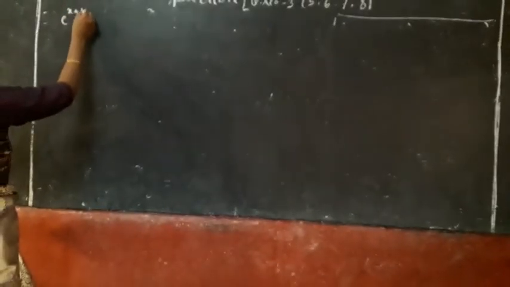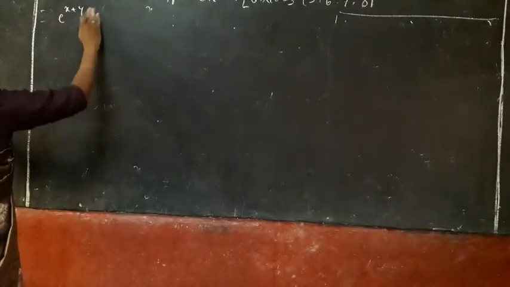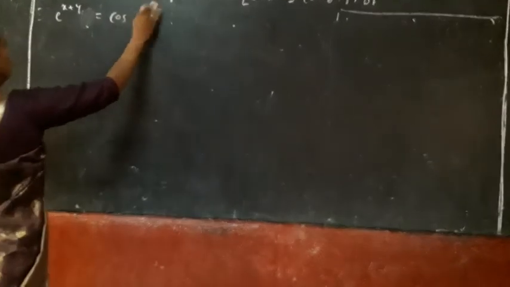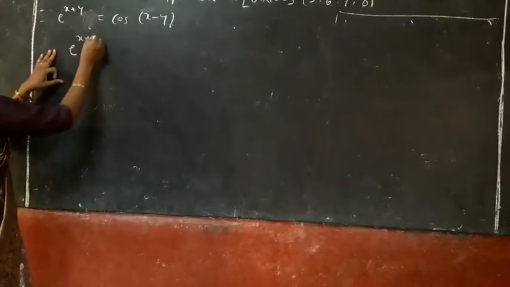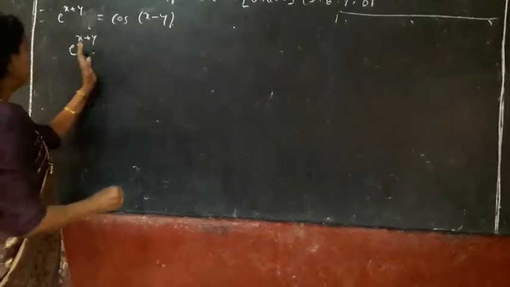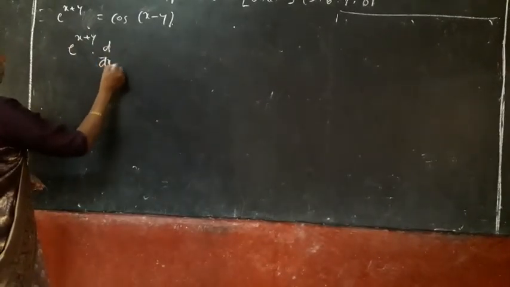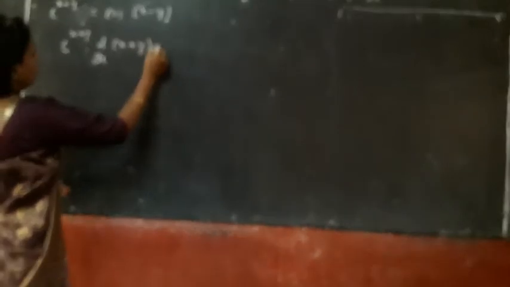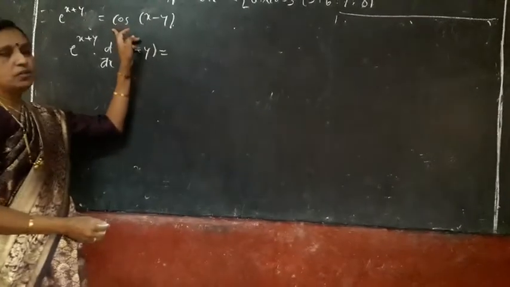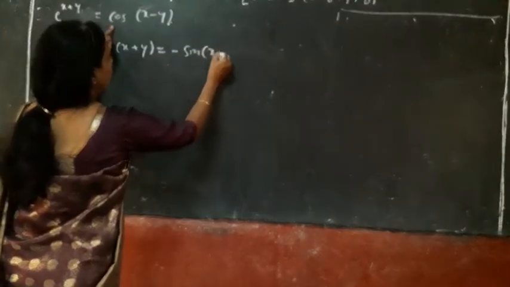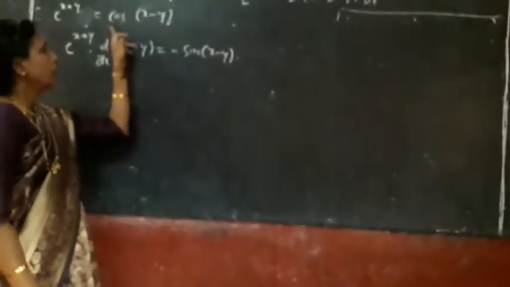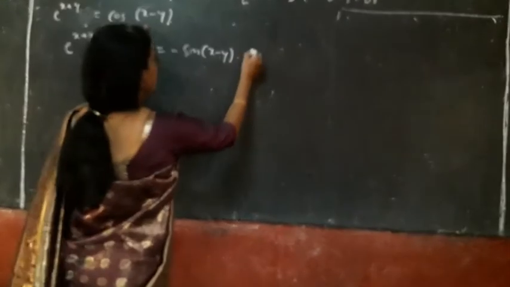The third example is e raised to x plus y into the equal to cos of x minus y. Differentiating with respect to x. See here, differentiation of e raised to x plus y is e raised to x plus y, first put. Next, differentiation of x plus y. Next, differentiation of cos function is minus sin x minus y, and differentiation of the function, that is d/dx of x minus y.